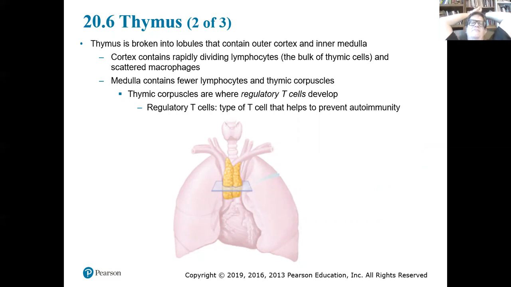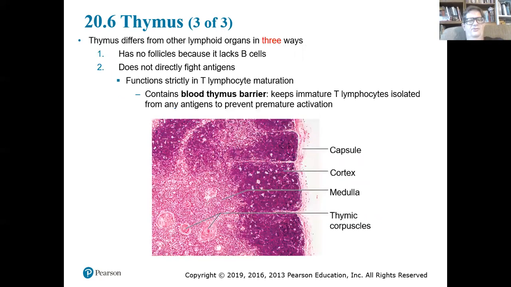Just like I said, you have memory T cells and you have cytotoxic T cells. You have regulatory T cells. These are like the generals that tell other types of white blood cells what to do. So regulatory T cells are a type of T cell that helps prevent autoimmunity. We want to stop them from attacking each other. If someone has autoimmune disorders, they've got a problem with regulatory T cells.